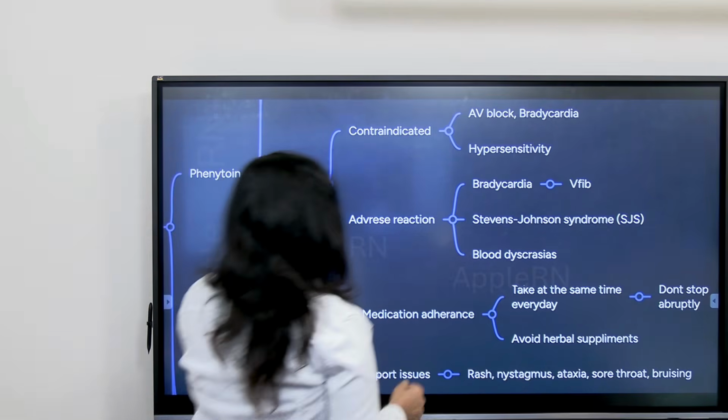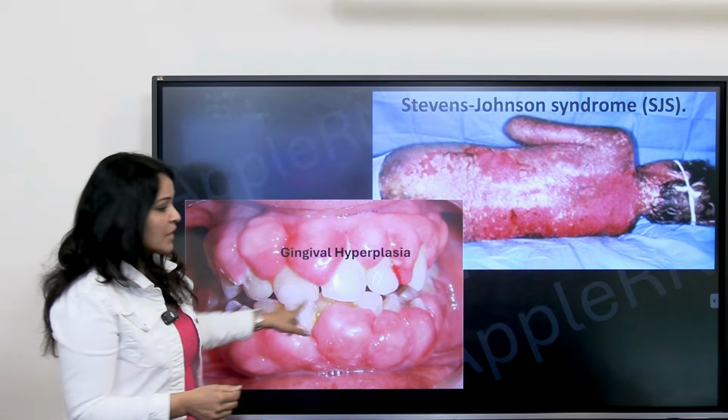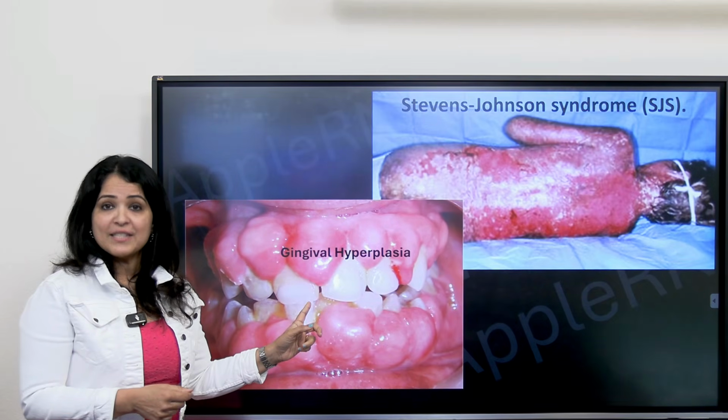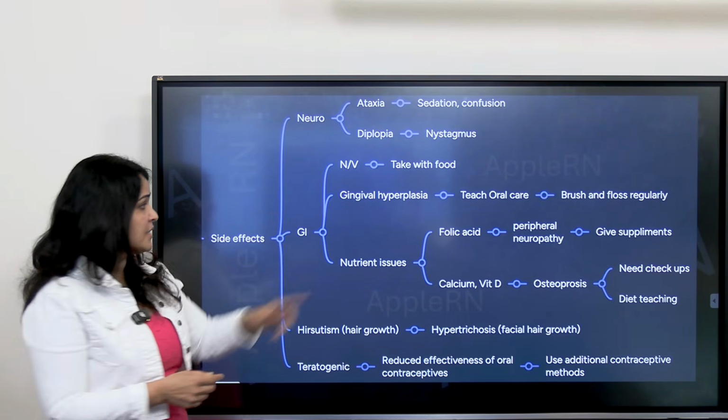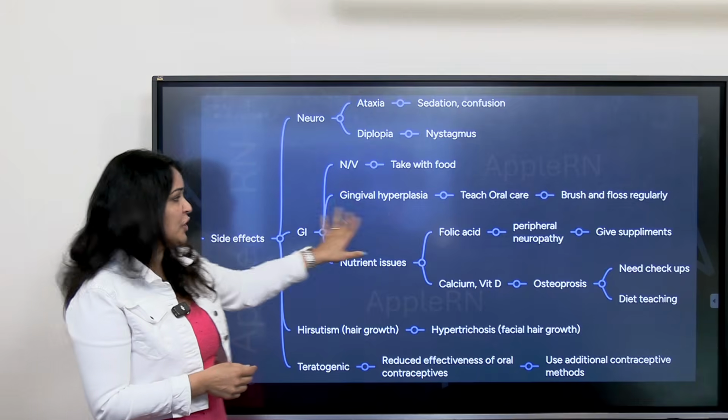And let me show you some more information about that. This is another problem which is very common with this kind of medication. It's called gingival hyperplasia.